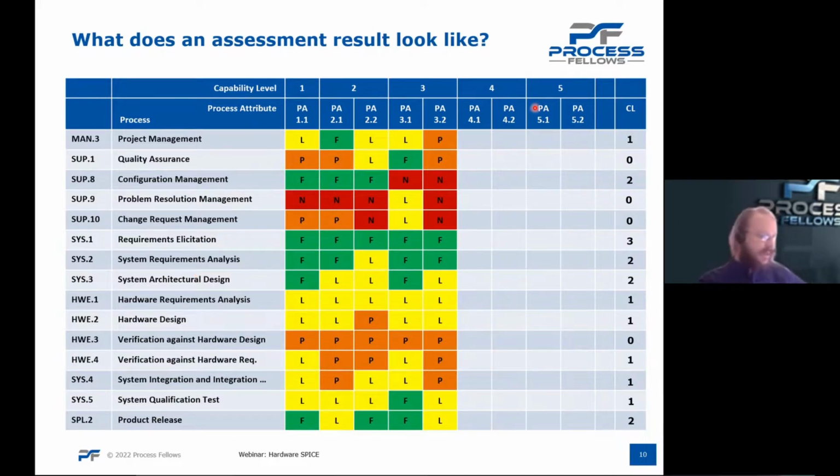And at the end here, based on this detailed rating here with this N where nothing is there, the P where I see, yes, you have an idea of how to do it, but honestly, it's not really implemented yet. An L is a largely, yeah, where you can see, okay, you already do it, but I have some ideas for improvement. And the green one, the F, fully. So yes, this is performed already. And at the end, you will see what is your capability level. So is it 0, where you see, hey, a lot of work to do for you. Is it 1? Is it 2? Is it 3? And this is what an assessment result typically looks like.